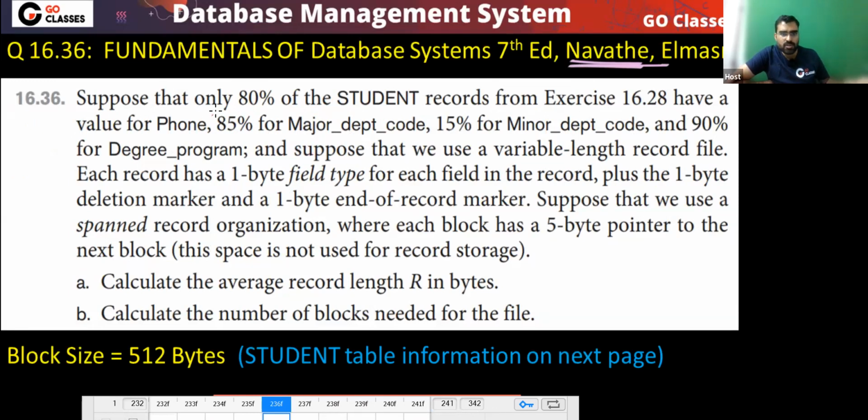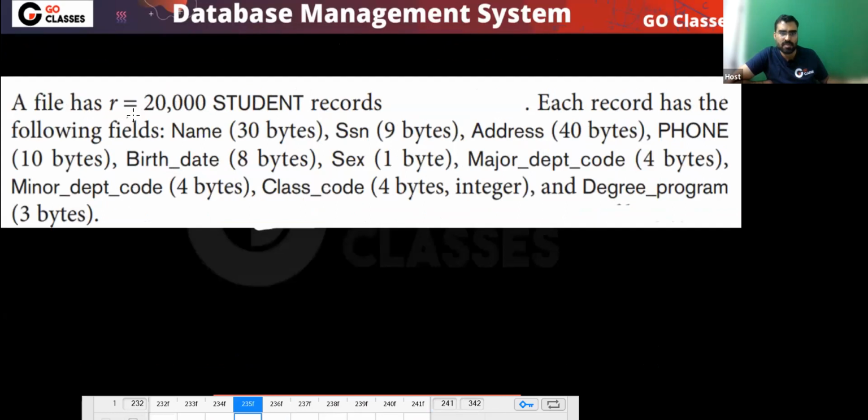So what the question is saying: suppose that only 80% of students have a value, and there are 20,000 students. Now you have records of variable length. So you have 20,000 students, these many records, 20,000 records, but they have variable length. Different records have different sizes.